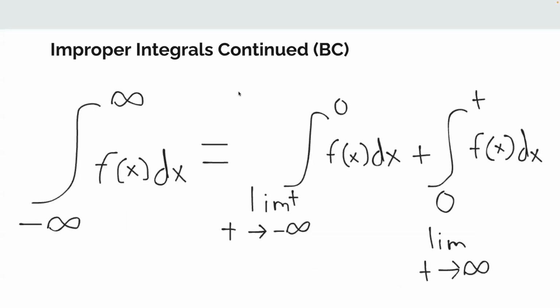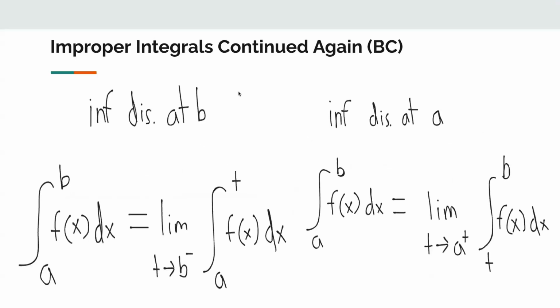So continuing on improper integrals, if you want to take the integral from negative infinity to infinity, we can do something similar. We can take the limit as t approaches negative infinity of the integral from t to 0 of f of x, and then we just add that to the limit of the integral from 0 to t as t approaches infinity. This is pretty self-explanatory. It's pretty similar. You'll use the same steps as before: find the antiderivative and take the limit.